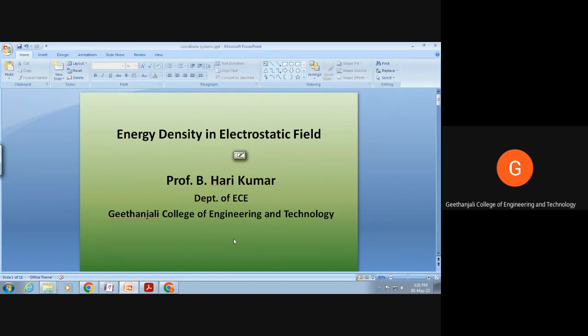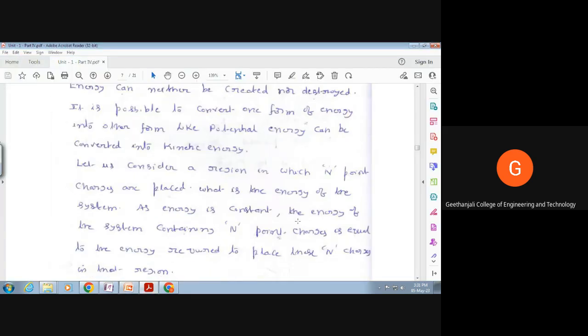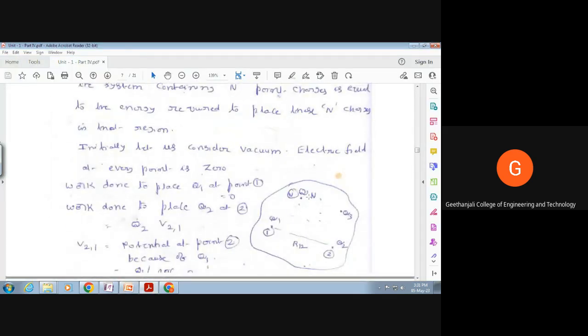Today we are going to discuss the energy density in electrostatic field. Energy density means energy per unit volume. Suppose in a region you have a system of point charges. Let us say n number of point charges are placed in that particular region. What is the energy of the system containing n number of point charges?